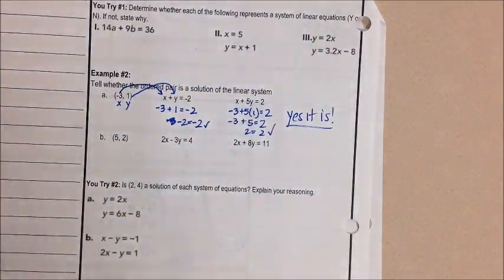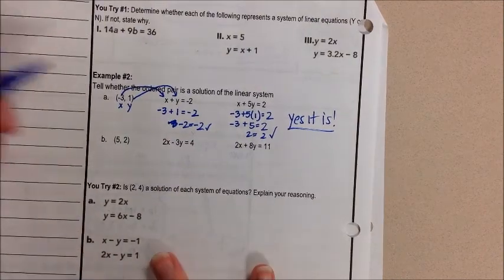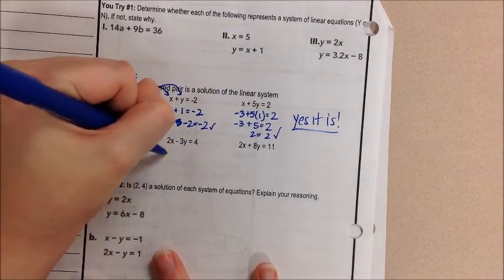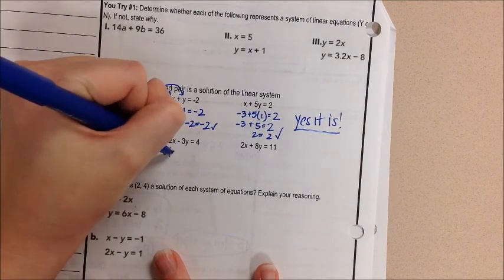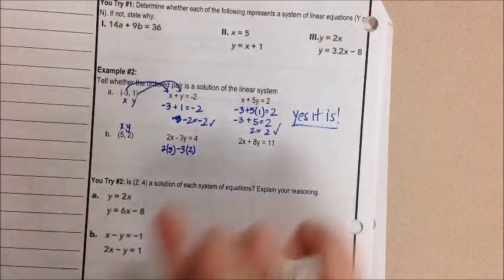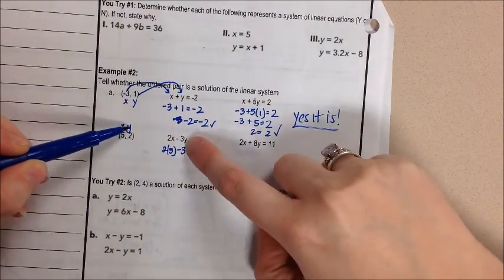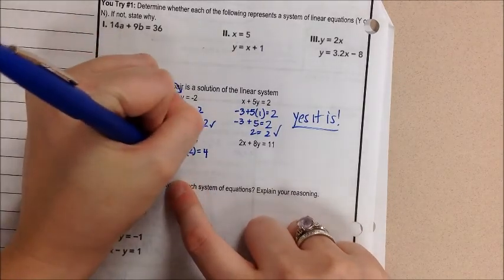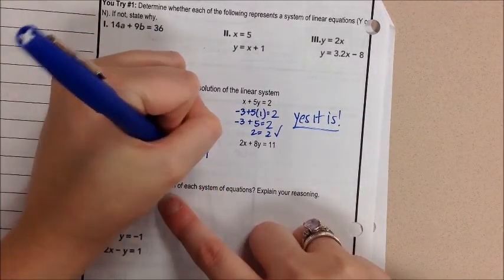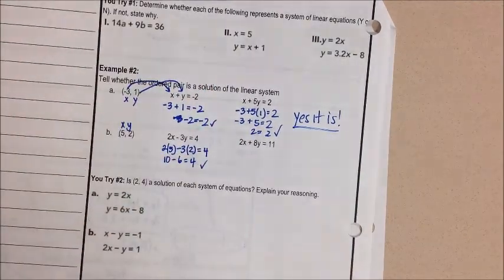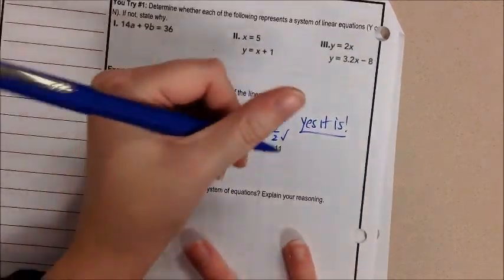Okay, so let's do B. This is x, this is y. Plugging them in again. So 2 times 5 minus 3 times 2. I just plugged in 5 for x and 2 for y. It says it should give me 4. 2 times 5 is 10. 3 times 2 is 6. Is 10 minus 6 4? Yeah, that one's good.